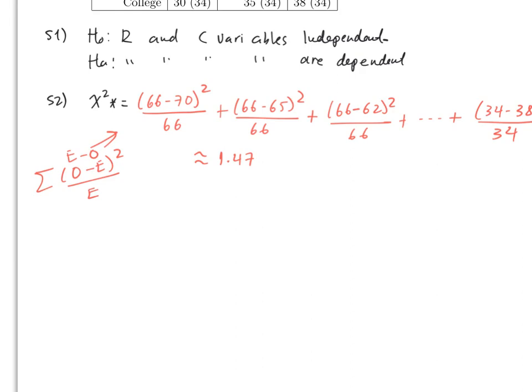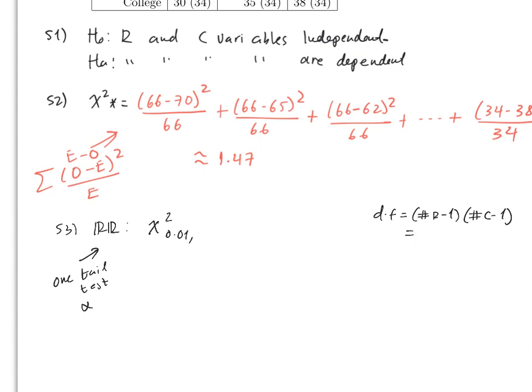Then, same as before, step 3, need to find the rejection region. This is a one-tailed test, which means you have to use alpha, not alpha over 2. So the rejection region will be chi-squared of 0.01. Remember, to find the degrees of freedom, it will be the number of rows minus 1 times the number of columns minus 1. So in our case, this is 2 minus 1 times 3 minus 1, which is 2. So the degrees of freedom is 2. So the rejection region is this.